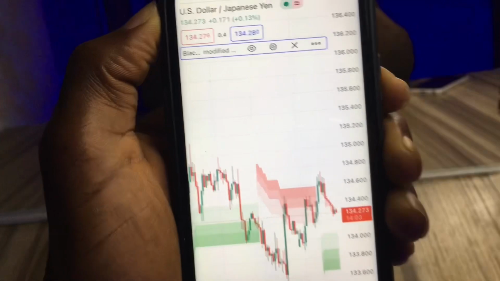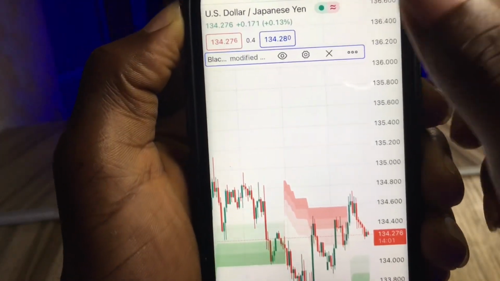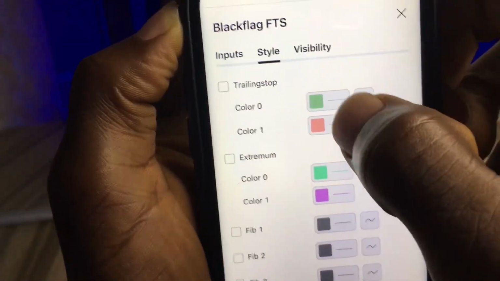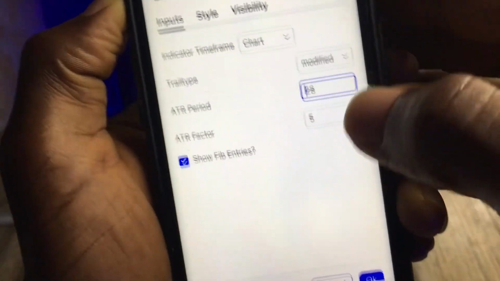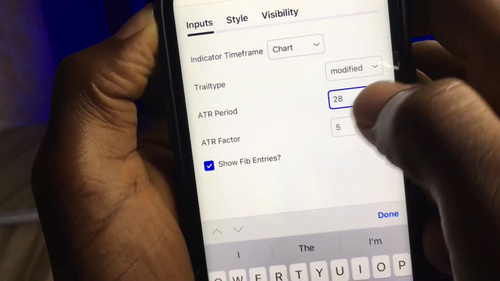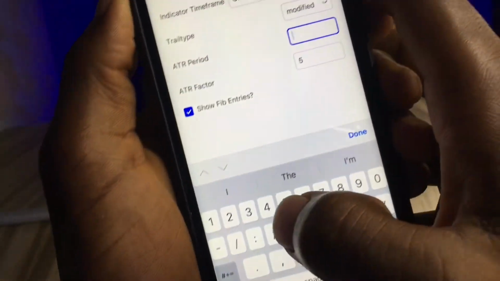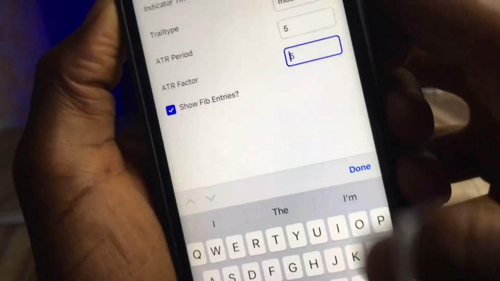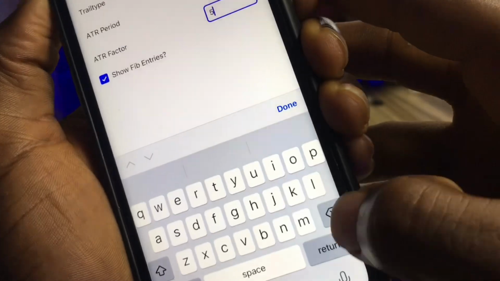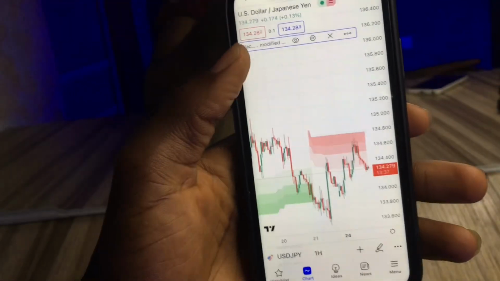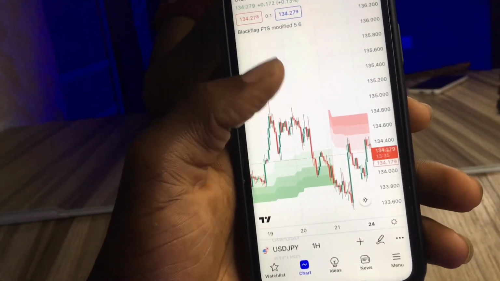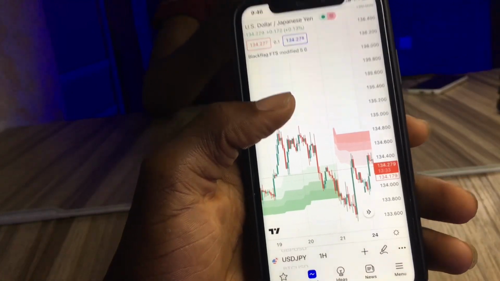Now you have your chart looking like this, but you still want to do something. You want to go to this settings bar right here, go to the inputs, and change the ATR period from 28 to 5. Let's change that to 5. And change the ATR factor to 6. Once you've done that, this is where I'm going to show you how you can properly use this.